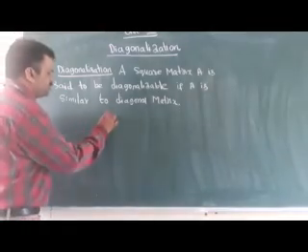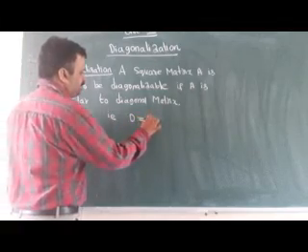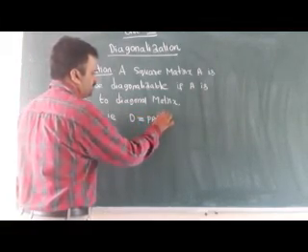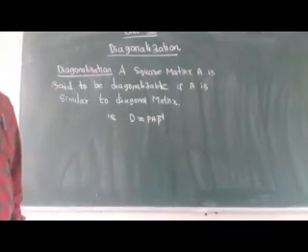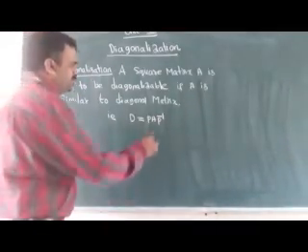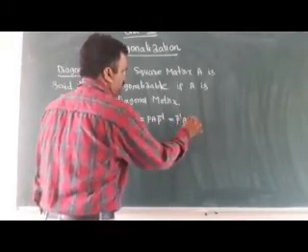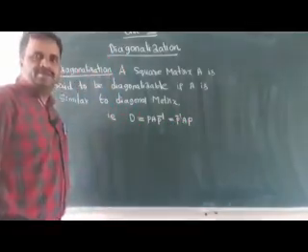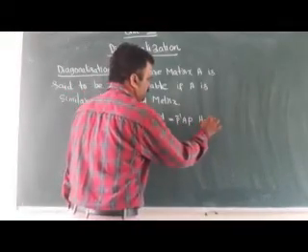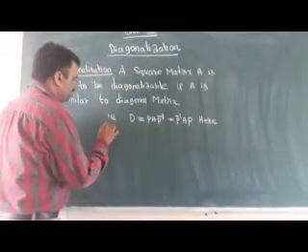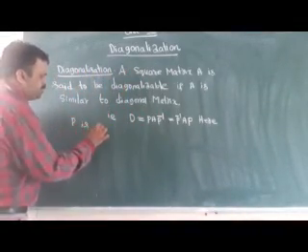That is, D is equal to P A P inverse, or you can write one more also, P inverse A P. Here P is an invertible matrix.